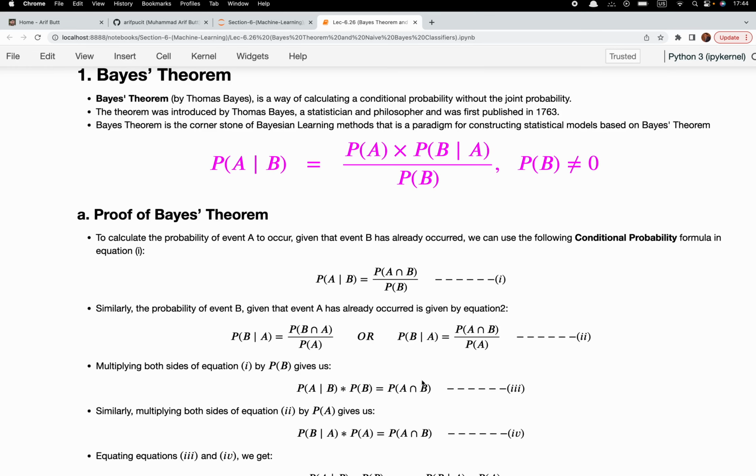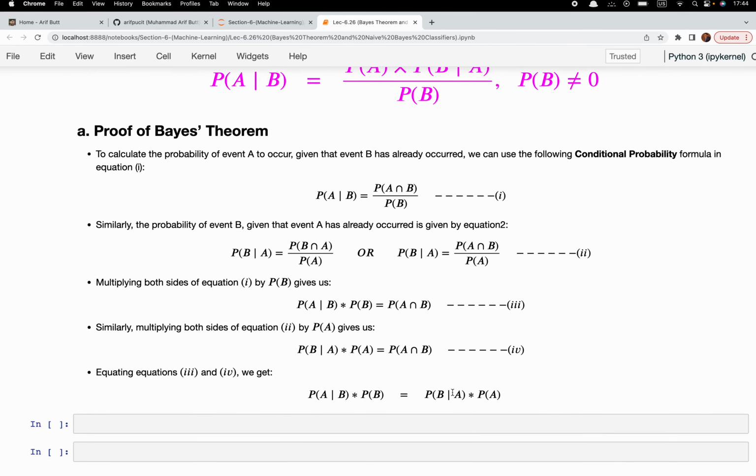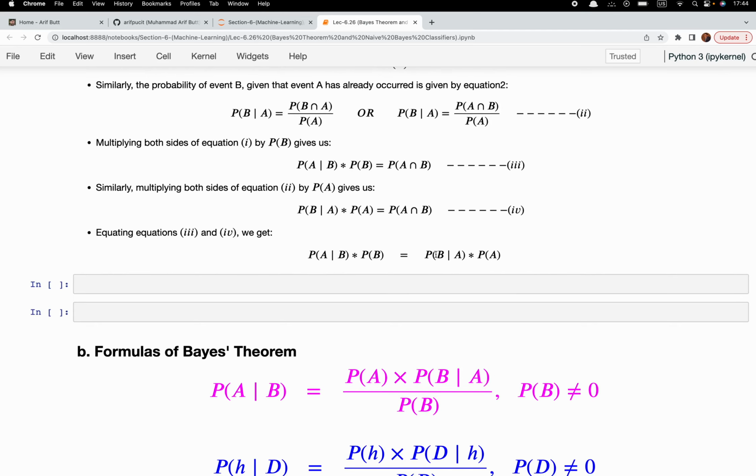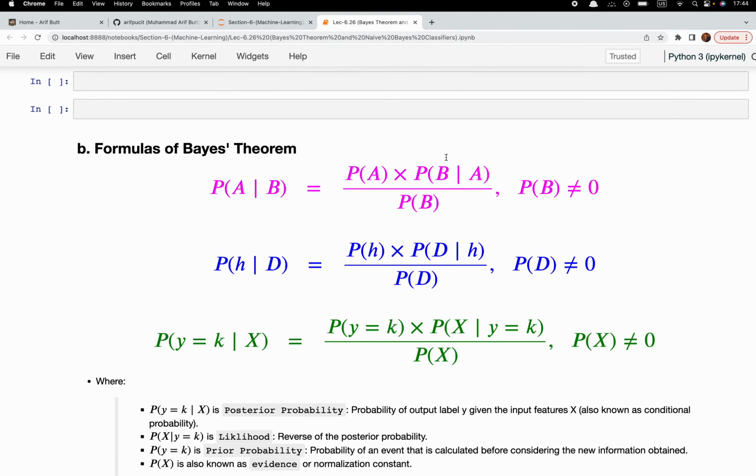And since probability of A intersection B and probability of B intersection A are same, we can equate these 2 equations, this equation 3 and this equation 4. If we equate them, my dear students, we get probability of A given B times probability of B equals probability of B given A times probability of A. And from this you can easily see that probability of A given B will be equal to probability of B given A times probability of A divided by probability of B, and this is what the formula of Bayes theorem is. That is shown in magenta color over here as well and over here as well.